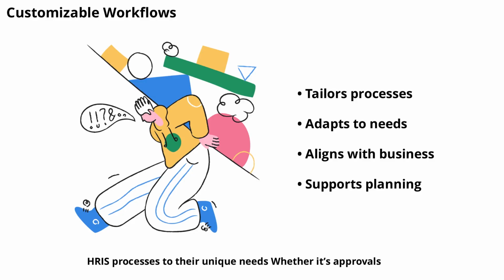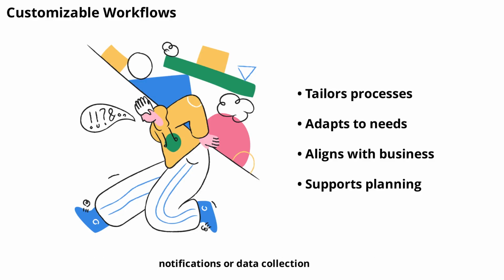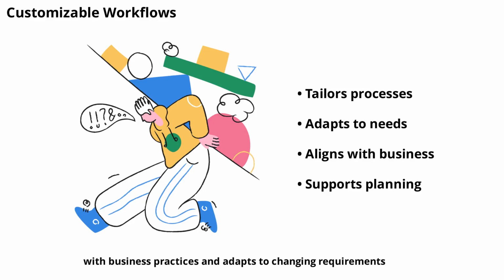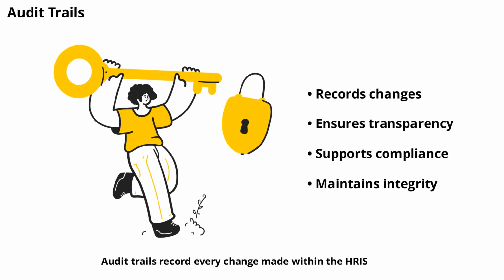Whether it's approvals, notifications, or data collection, flexible workflows ensure that resource planning aligns with business practices and adapts to changing requirements. Audit trails record every change made within the HRIS, providing a transparent history of actions. This feature supports compliance, accountability, and security. For resource planning, audit trails ensure that data integrity is maintained and that decisions are based on accurate records.